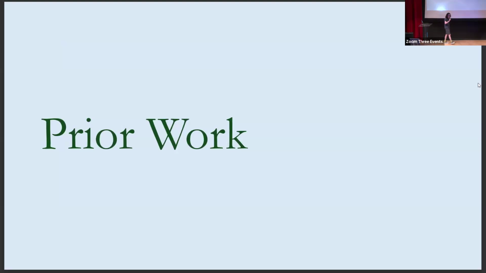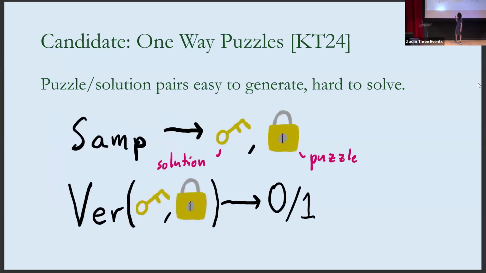Okay, so I'll begin by talking about some prior work. In fact, KT24 does define a candidate central primitive for the QC setting, the one-way puzzle. So Dakshita is actually the chair of this session. This is her work, as well as Kabir in the audience.